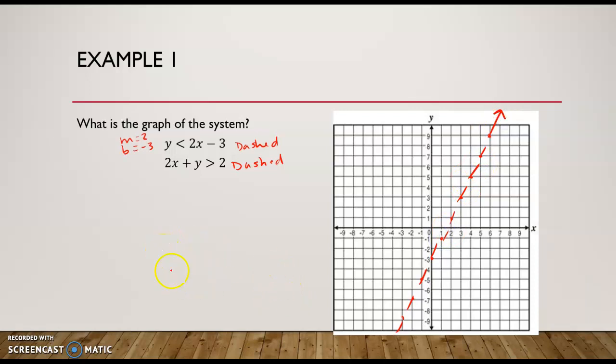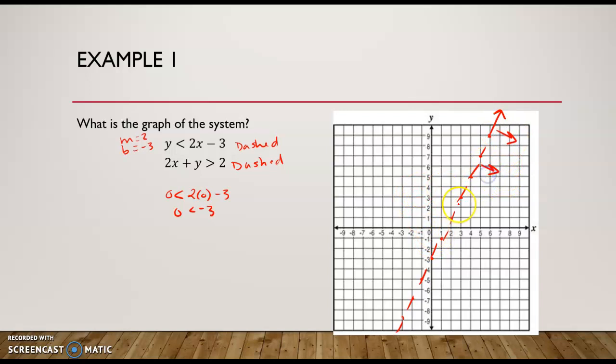That's the first one. I'm also going to go ahead and figure out where I'm going to shade that one. So I'm going to plug in the point 0, 0, since it doesn't go through 0, 0. So is 0 less than 2 times 0 minus 3? So is 0 less than -3? The answer is no. So what that means is I'm not going to shade towards 0, 0. This one is shading away.